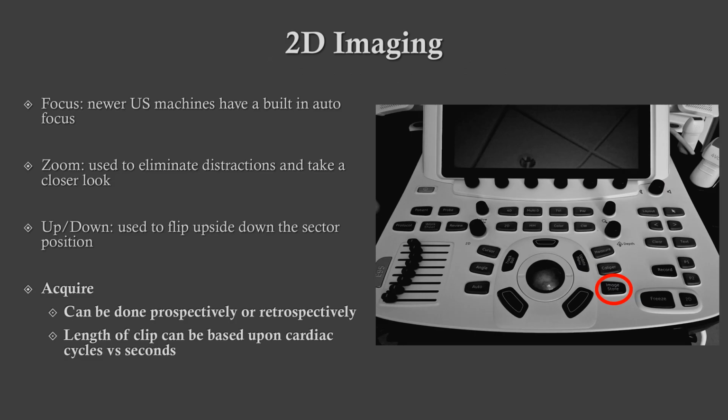Acquired knob, circled in red, very important. The cardiologist cannot read your images if we do not make use of this knob. The acquiring of the images can be done prospectively or retrospectively.